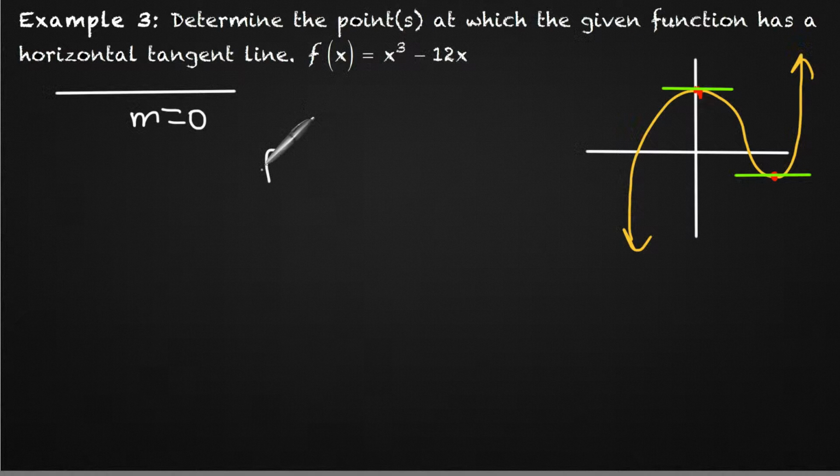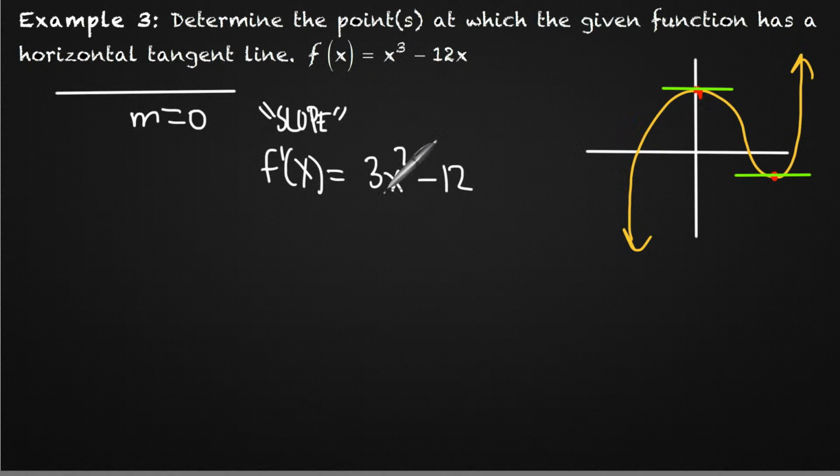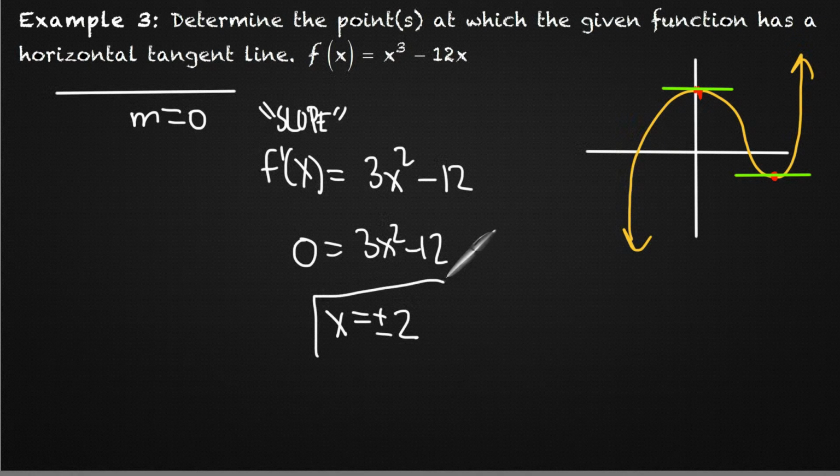So we're actually going to take the derivative. F prime of x is 3x squared minus 12. And then, because we know the derivative is another word for slope, we're going to set our slope equal to 0 to determine what x values on this curve give us a slope of 0. So when we move the 12 over, divide by 3, and take the square root, we get plus or minus 2. And so you can plug those values back in, and you can get the y values as well, but the x values are plus and minus 2.